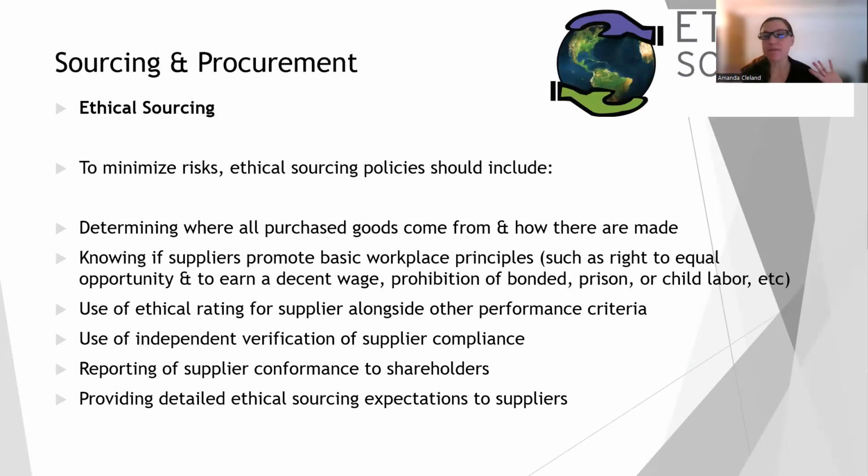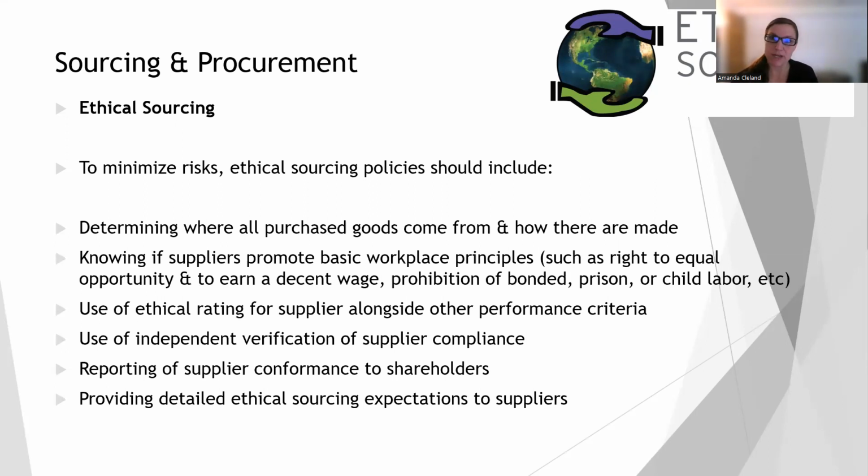So again, even some of the biggest companies in the world have gone through problems with ethical sourcing. So to minimize risks, ethical sourcing policies should include things like determining where all purchased goods come from and how they were actually made, knowing if our suppliers actually promote basic workplace principles, such as right to equal opportunity, earning a decent wage, prohibition of child labor or forced labor, use of ethical rating for suppliers alongside other performance criteria, reporting of supplier nonconformance to us, and providing detailed ethical sourcing expectations to our suppliers.